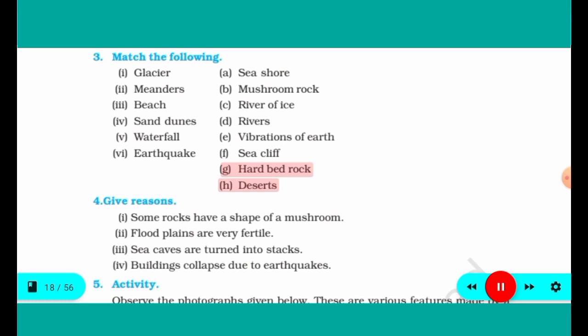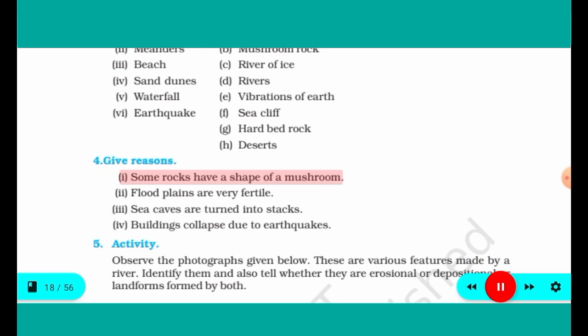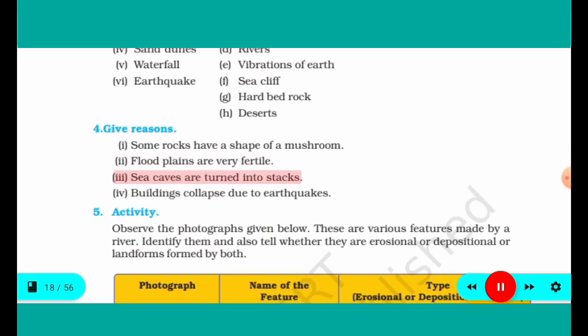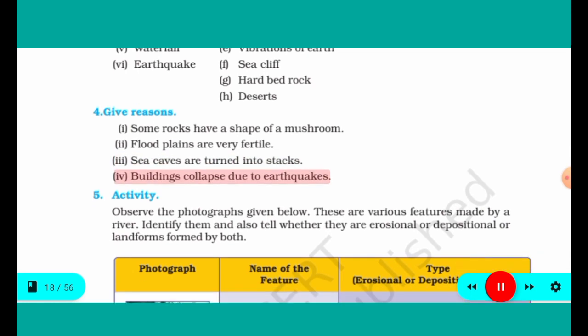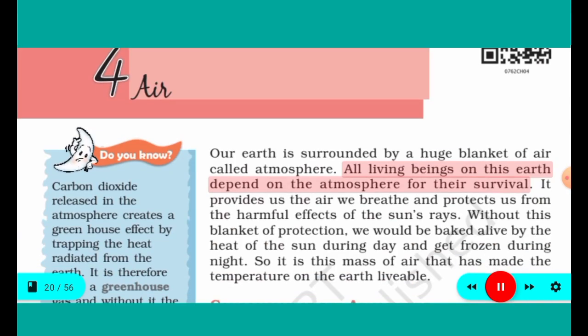H. Deserts. 4. Give reasons. I. Some rocks have a shape of a mushroom. II. Floodplains are very fertile. III. Sea caves are turned into stacks. IV. Buildings collapse due to earthquakes. 5. Activity.